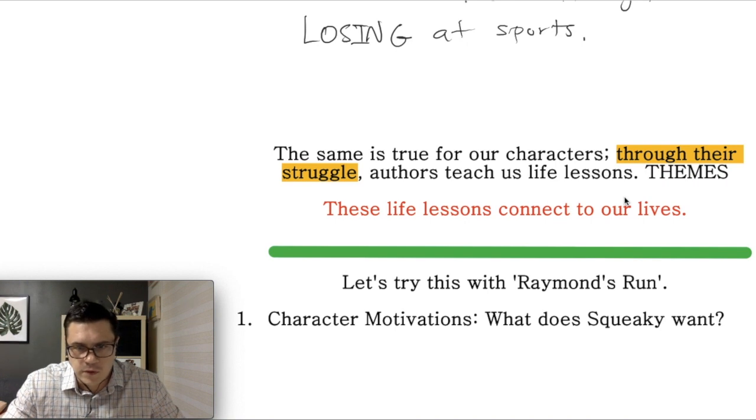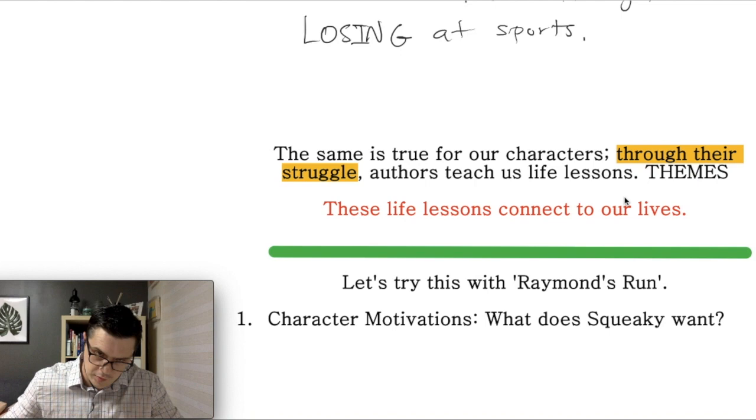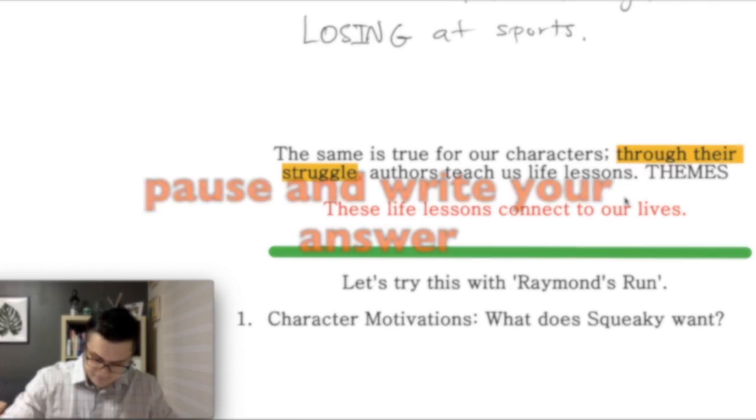So for this first one, what does Squeaky want? Okay, I'm going to share my answer, but before you hear my answer, I'd like you to write down your own. Okay, so right now, you can pause the video, and the question is, what does Squeaky want? Okay, so you're pausing and writing, and while you're doing that, I'm going to write some of my answers here.